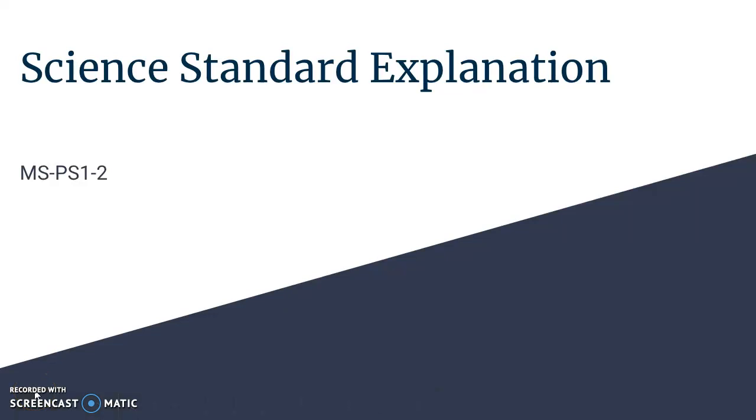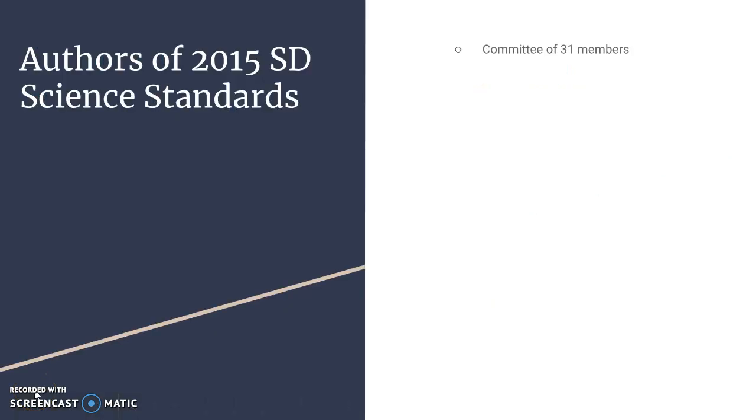Hi there, so this is my science standard explanation. The 2015 South Dakota Science Standards were written by a committee of 31 people. This committee included elementary through high school teachers, professionals, professors, scientists, and administrators throughout the state of South Dakota.